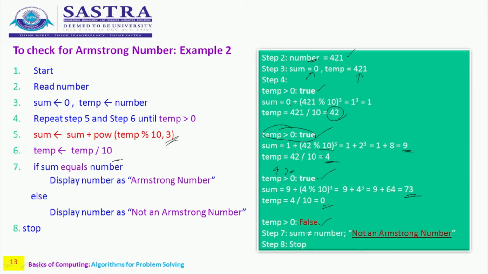So once you are coming out, you have to check whether sum is equal to the number. Your calculated sum is 73, but the user entered number is 421, which are not equal. When it is not equal, you have to display that as not an Armstrong number.